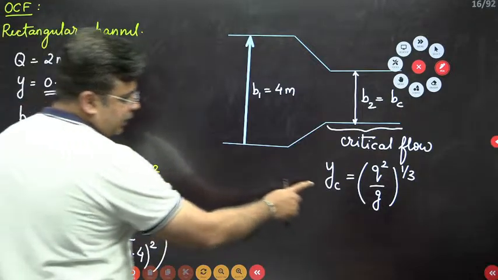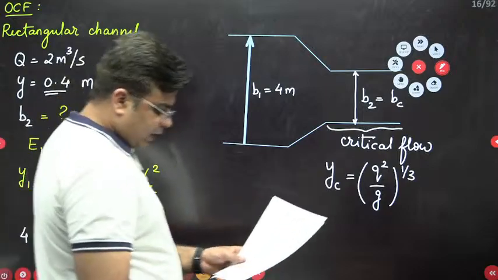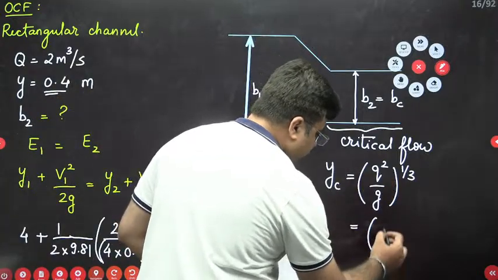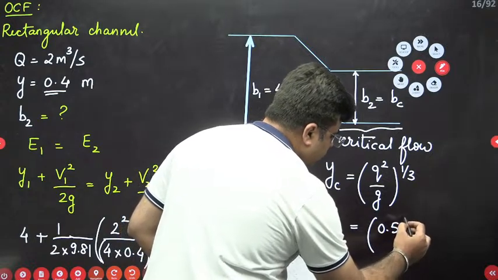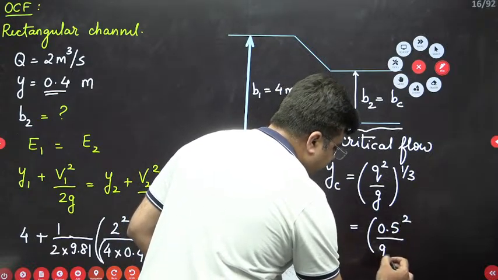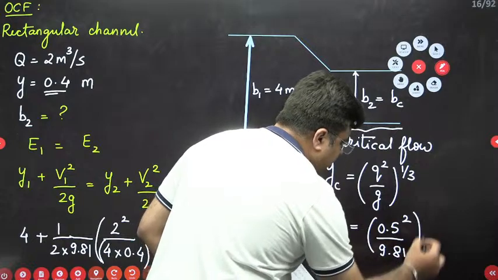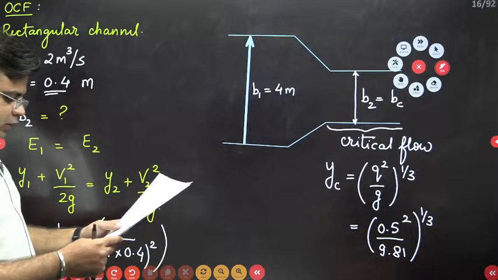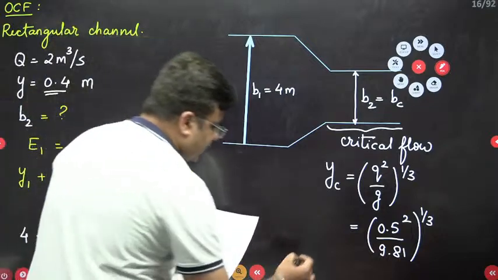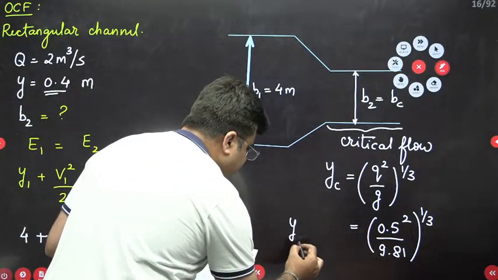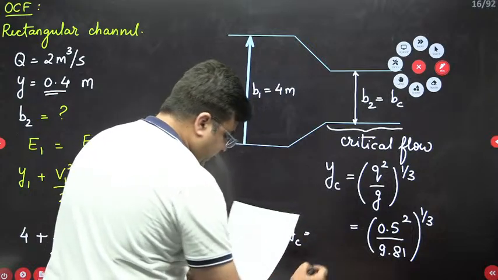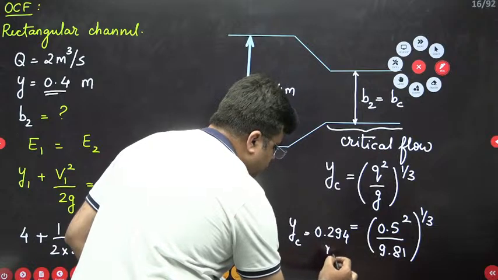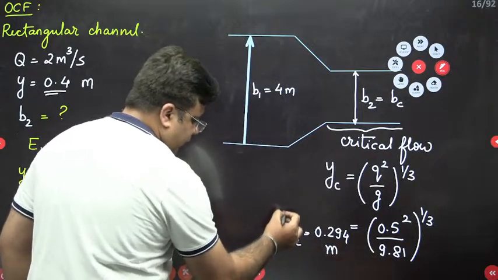Y2 is nothing but your critical depth. The discharge per unit width is 0.5. So this is 0.5, the whole square divided by 9.81, raised to the power 1 by 3. From here you can calculate this critical depth YC. YC will come out as 0.294.